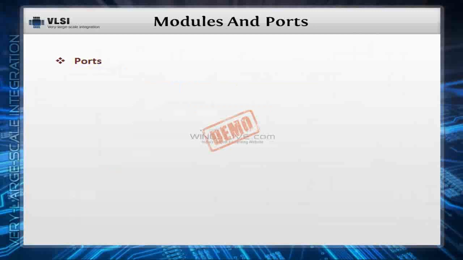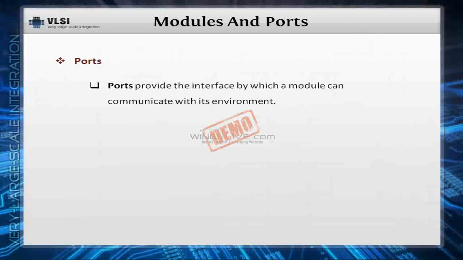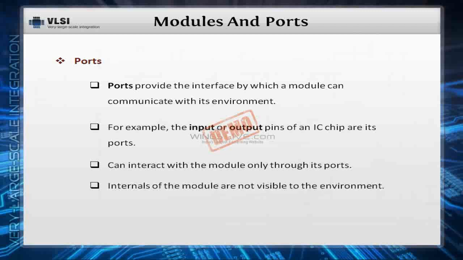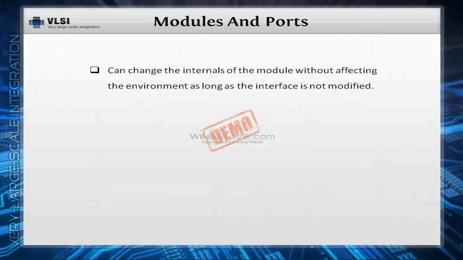Next up, let's talk about ports. Not the kind that you drink, however. Ports provide the interface by which a module can communicate with its environment. For example, the input or output pins of an IC chip are its ports. We can interact with the module only through its ports. We know that the internals of the module are not visible to the environment. This provides a very powerful flexibility to the designer. We can change the internals of the module without affecting the environment as long as the interface is not modified.